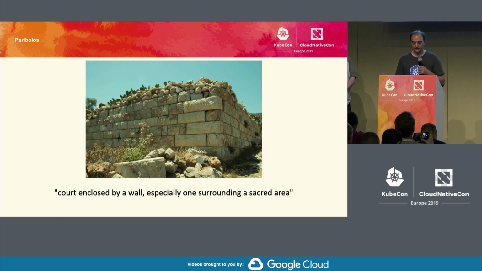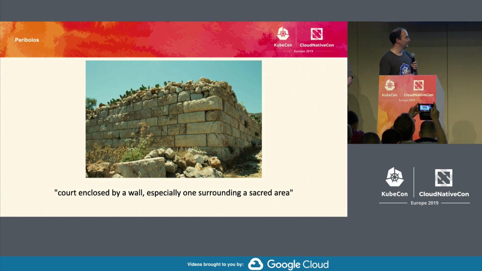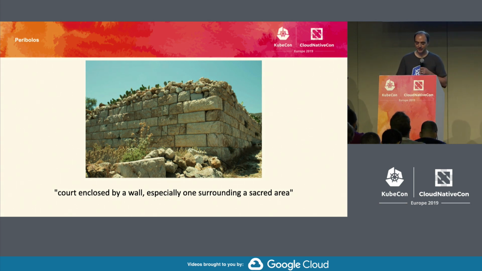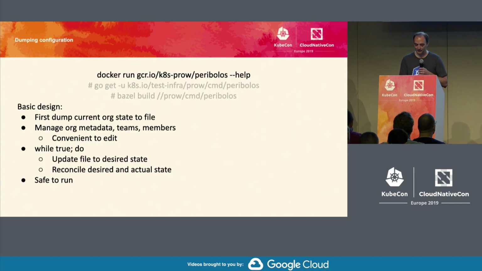So the name that we have for this is Peribolos, and I guess the name comes from a Greek word for a court enclosed by a wall, especially one surrounding a sacred area. This is a picture of the Peribolos outside the Temple of Apollo. And obviously in the Kubernetes community, we really like our community, so we figured it was potentially a good name.